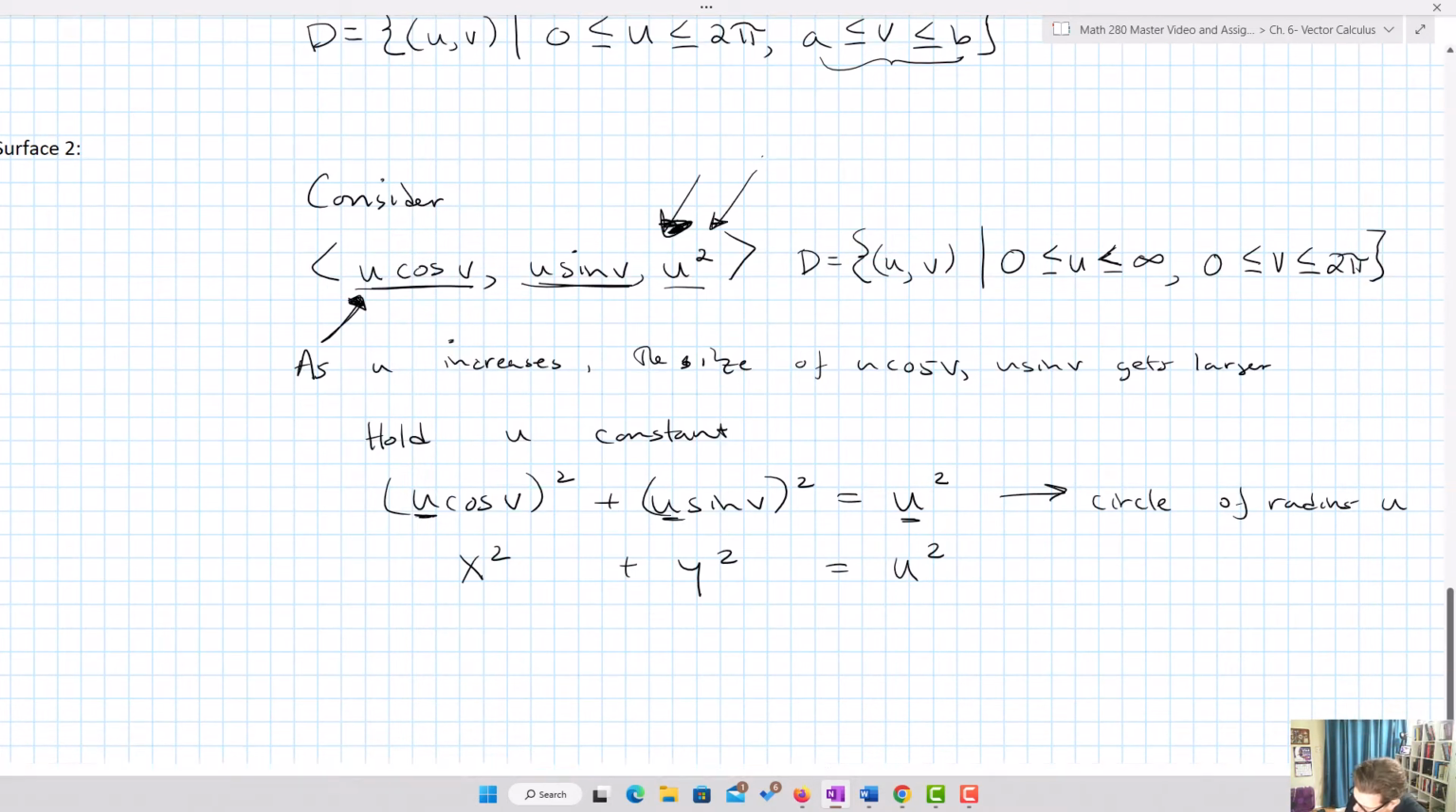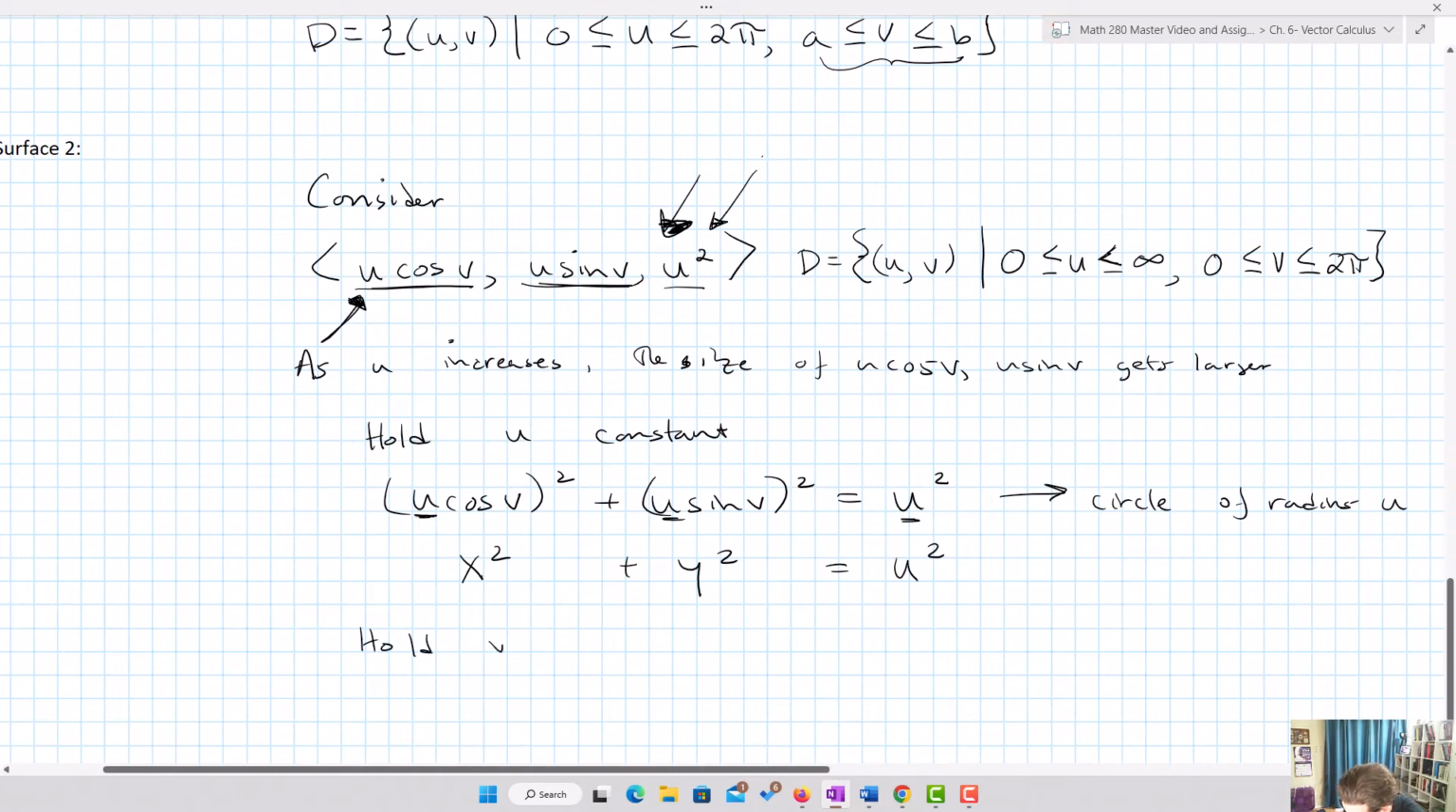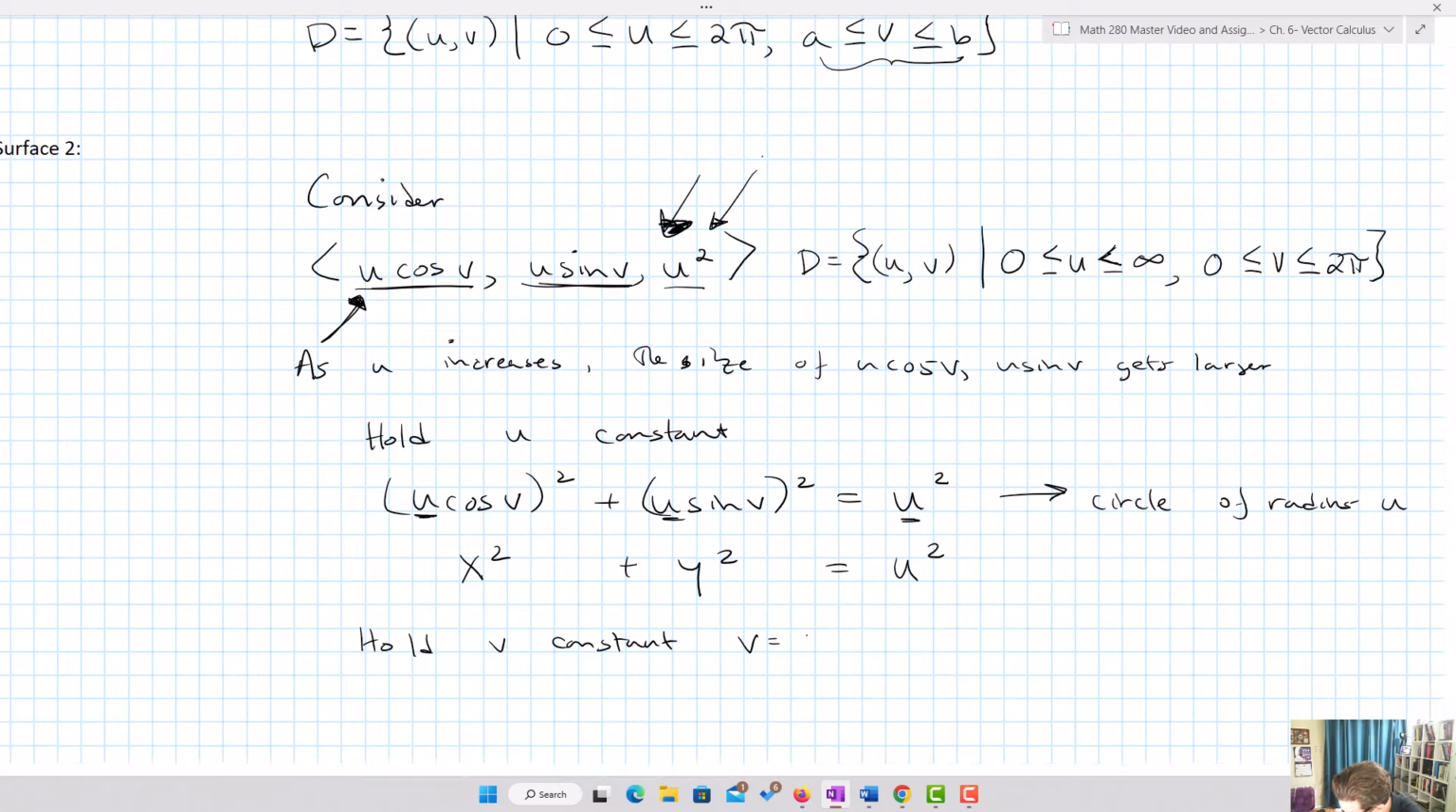On the other hand, if I hold v constant, and there's a little less danger here, we could just choose, say for example, v equals 0.